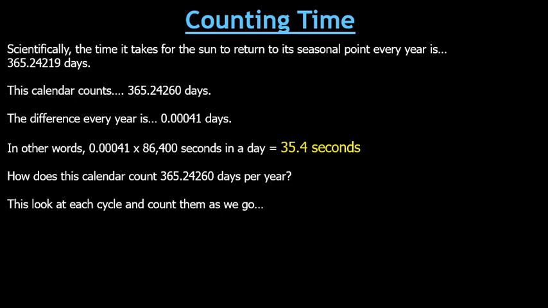Okay, counting time. Scientifically, the time it takes for the sun to return to its seasonal point every year is 365.24219 days. This calendar counts 365.24260 days. The difference every year is 0.00041 days. In other words, 0.00041 times 86,400 seconds in a day equals 35.4 seconds. How does this calendar count 365.24260 days per year? Well, let's look at each cycle and count them as we go.